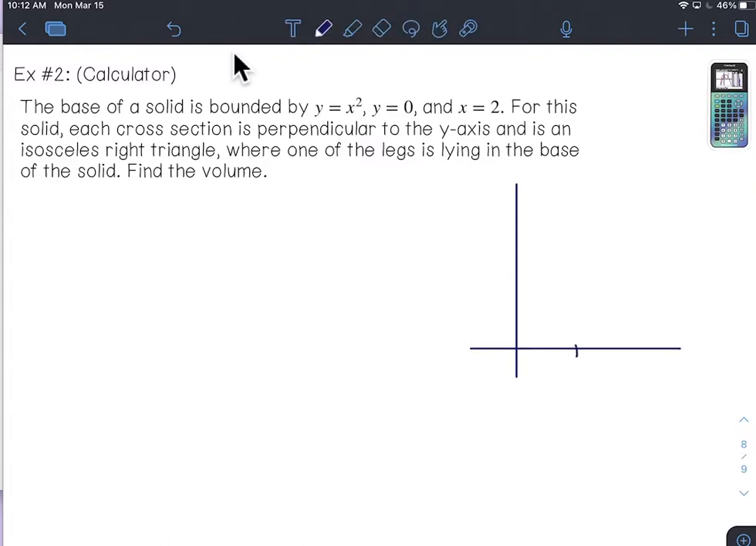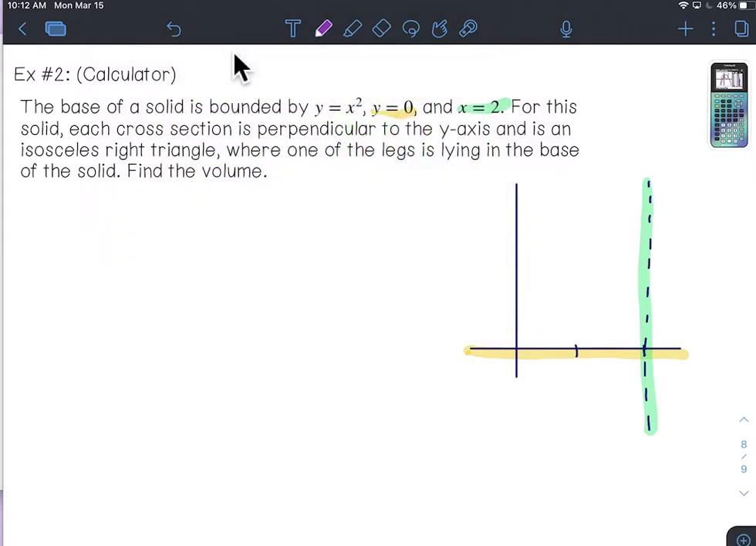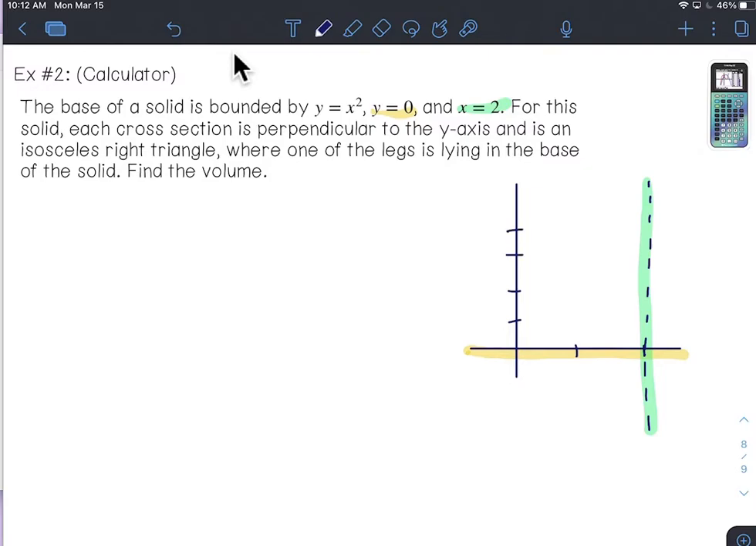Okay, so if I have x equaling 2, that's here. Right, y equaling 0 is the x-axis. And then if I graph x squared, I'm going to need to go up to 4. So 1, 2, 3, 4, 0, 1, and then 4 up here, right? Just a nice little parabola. So we have this area right here that we're finding. That's going to be the base of our solid.